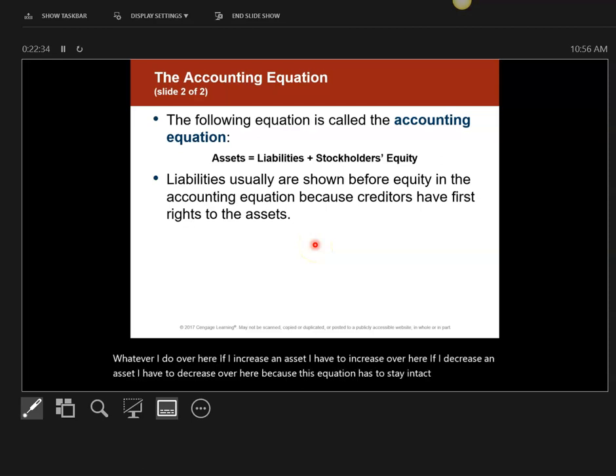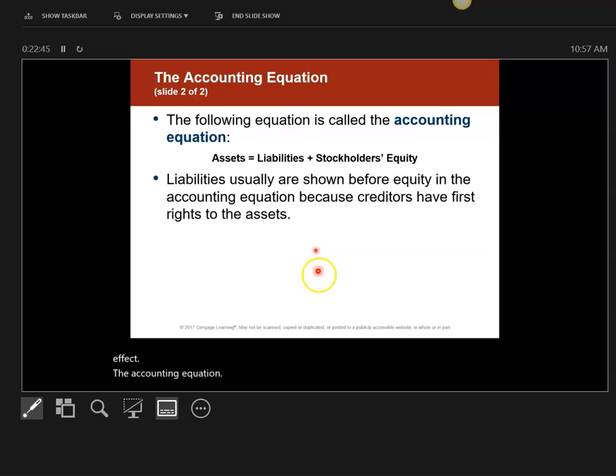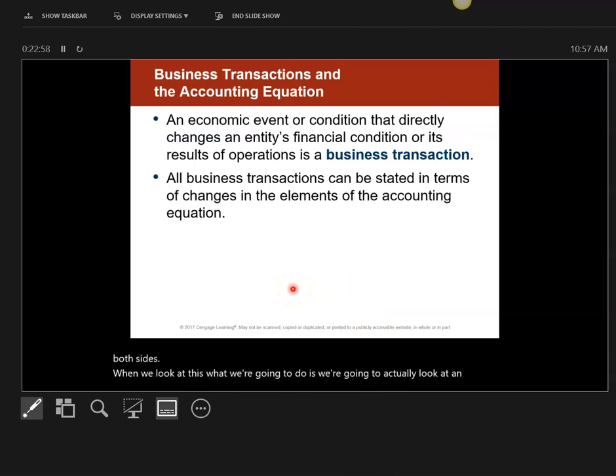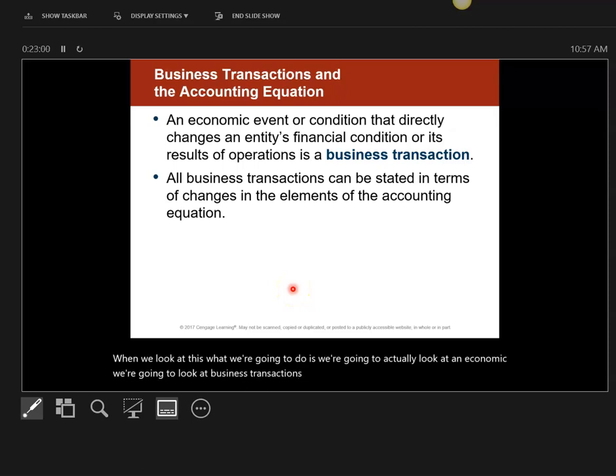And what we're going to do in chapter 1 is we're going to look at business transactions and how they affect the accounting equation. So really we're going to add and subtract, but we have to make sure we do the same thing on both sides. A business transaction is anything that a business does that changes its financial position in any sort of form or way or manner.